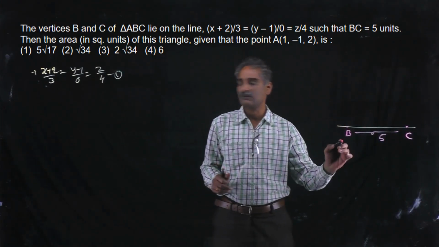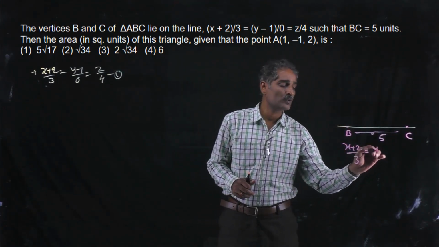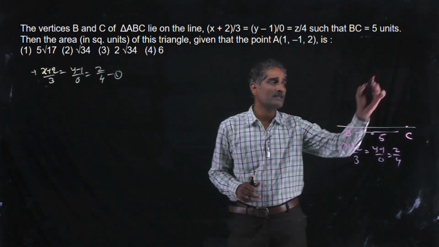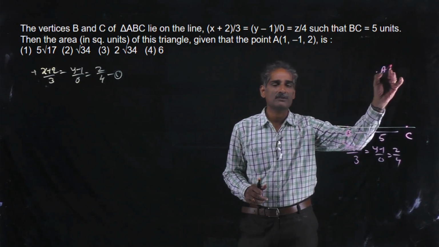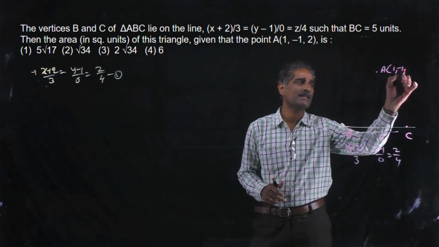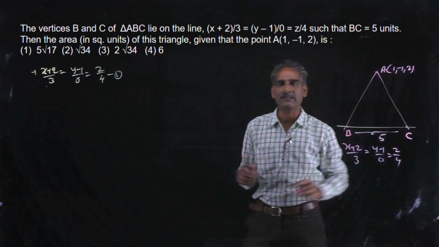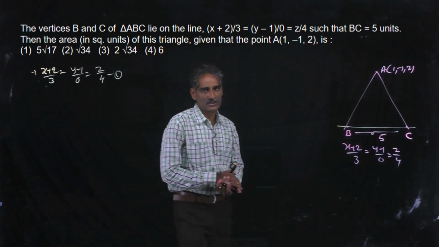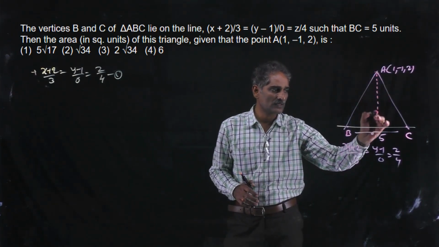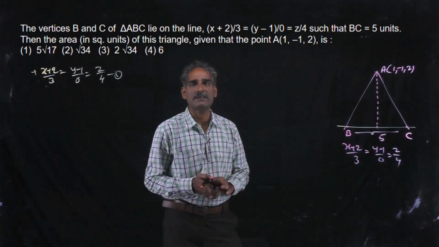The equation of this line is x plus 2 by 3 equal to y minus 1 by 0 equal to z by 4. Now A is another point. So the coordinates of A are 1, minus 1, 2. This is the position of the triangle. We have to find out the area of this triangle. You know the base length. If you know the height of the triangle, you can find out the area. How can you find the height?